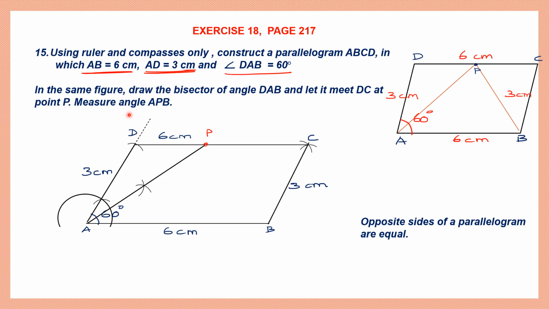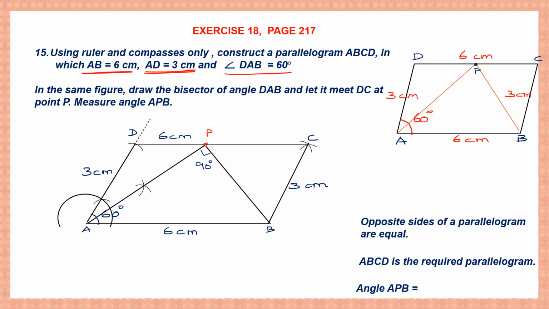Now what does it say? Measure angle APB. So we have A, we have P, and we have B, but we don't have a line from P to B. So first thing is we have to draw this. So once this is drawn, if you measure angle APB, you will see that this is equal to 90 degrees. So what have we got? We've got ABCD, which is the required parallelogram, and angle APB is equal to 90 degrees. So we have this drawn here, 90 degrees, and this is the construction.